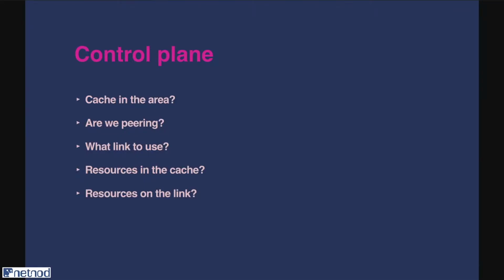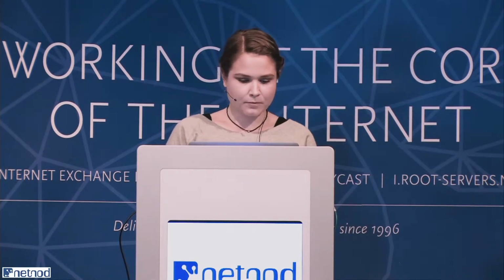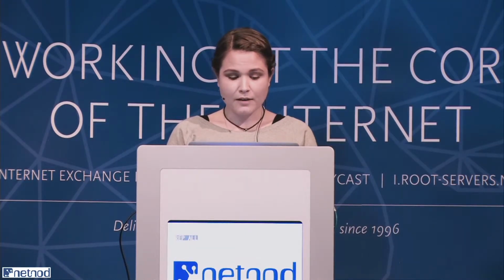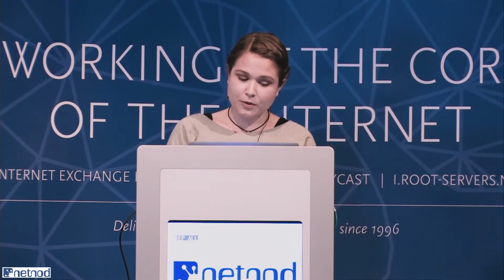Is there a cache in the area? Are we peering? What link shall we use? Links will be looked up in the following order: PNI, public peering, and then transit. Do we have resources in the cache? A PNI will always have priority over everything else in a cache. Do we have resources on the link? If any of the points on this list is answered with a no, the user will be given a link to a public CDN instead.